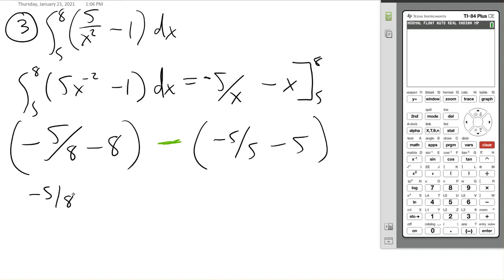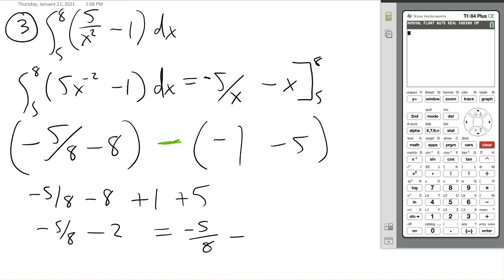So it looks like I got a negative 5/8 minus 8. This reduces to a negative 1. So if I distribute this minus, this becomes a plus 1, and this becomes a plus 5. I'm close to being finished doing the whole thing by hand, so I want to finish that way. This would be negative 7 plus 5, which is negative 2. And with common denominators, 2 could be written as 16/8. So negative 5/8 minus 16/8 would be negative 21/8.